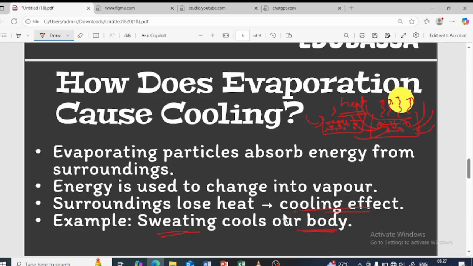Whatever liquid particles are present over here, they take up the heat energy from our body in order to overcome the force of attraction, and then it is going to convert into which state? Vapor state. So what happens when it converts into the vapor state? The heat energy from our body and from the surrounding is going to be lost, and obviously we will feel cooler, right? Yes.